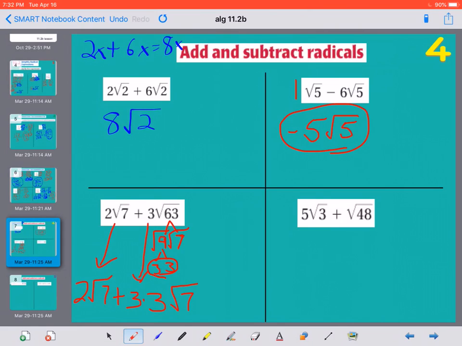Now we have two of the same radicals. So in this case we have 2 square root 7 plus 3 times 3, which is 9 square root 7. Now we have the same radical, so we can just add the outside terms. 2 plus 9 is 11 square root of 7.